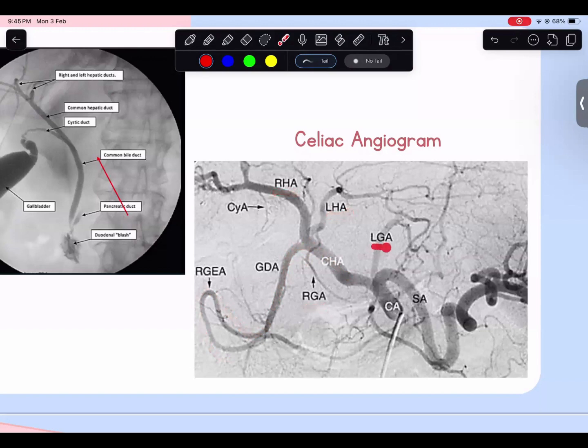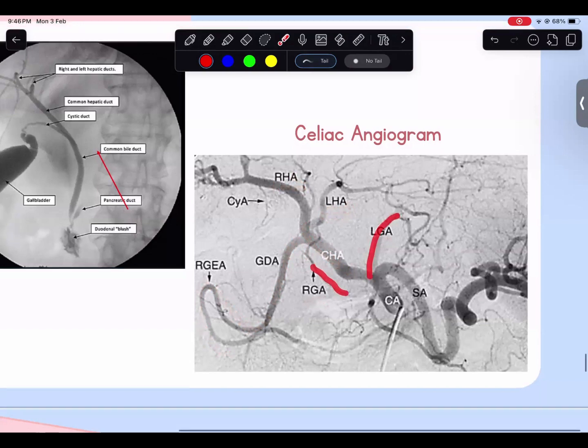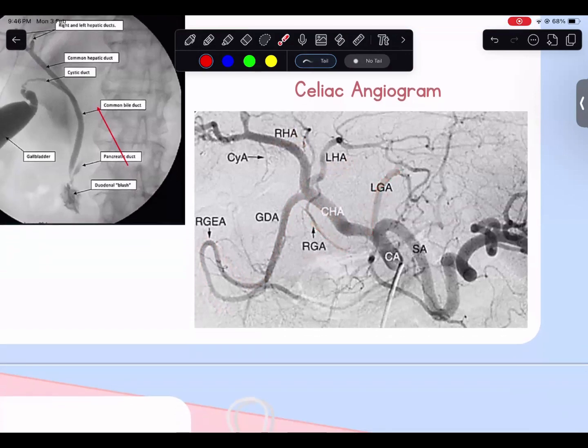Right hepatic artery, left hepatic artery gives you your common hepatic, and then this gives you your left gastric and your right gastric. That's all you need to know from this: there's right gastric and left gastric, and then this common hepatic forms the gastroduodenal, which gives you your right gastroepiploic.